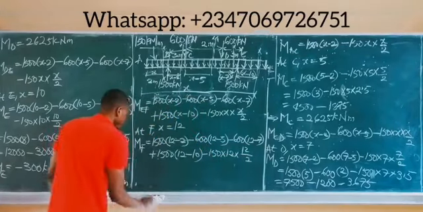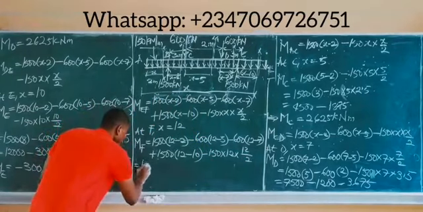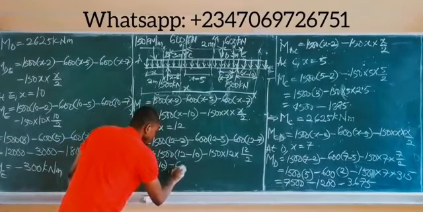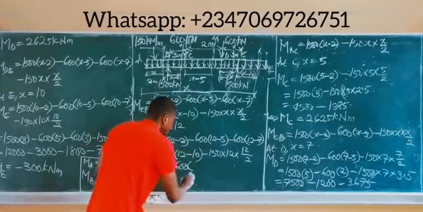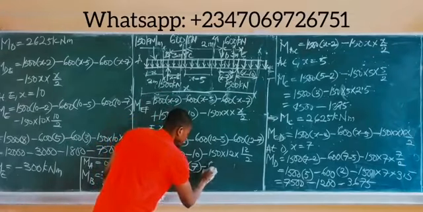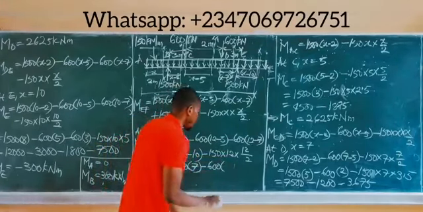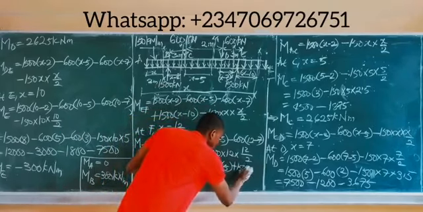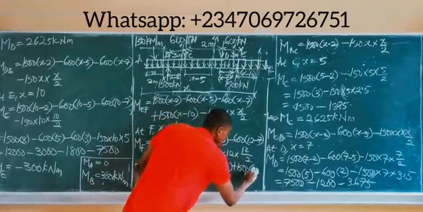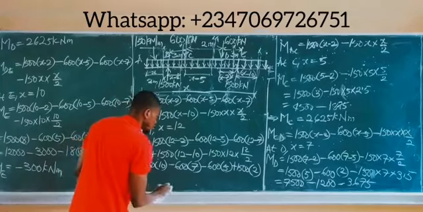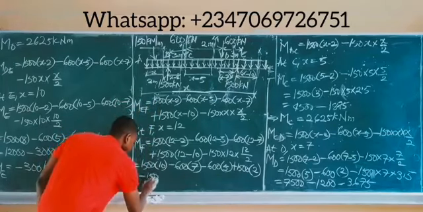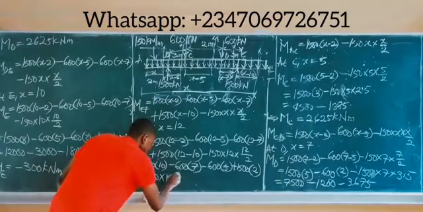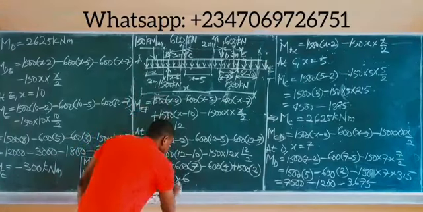This is now equal to 1,500 into 12 minus 2 is 10, minus 600 into 12 minus 5 is 7, minus 600 into 12 minus 7 is 5, plus 1,500 into 12 minus 10 is 2, minus 150 multiplied by 12 multiplied by 12 divided by 2 is 6. You have this.